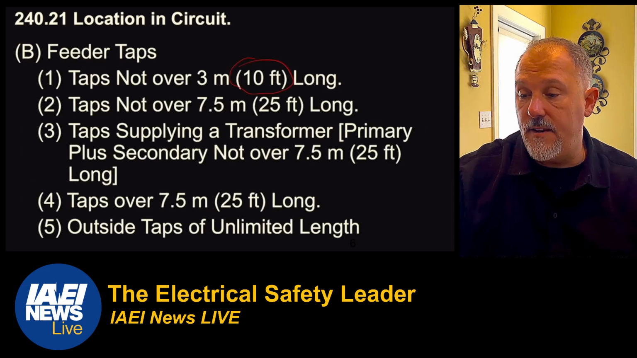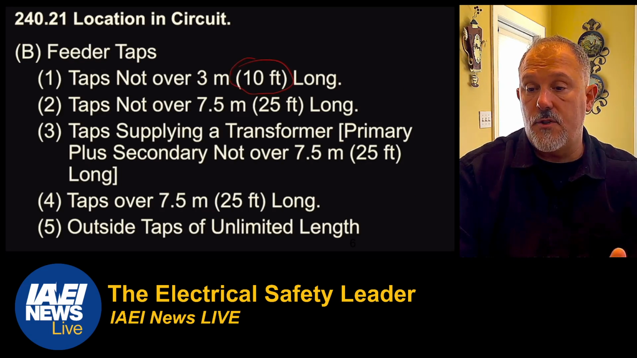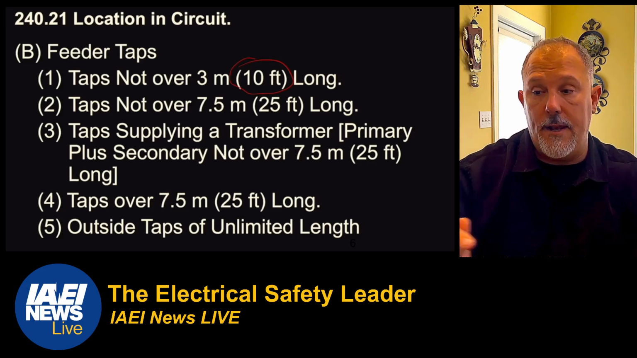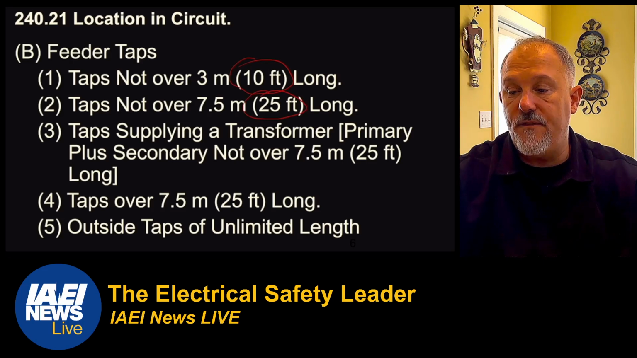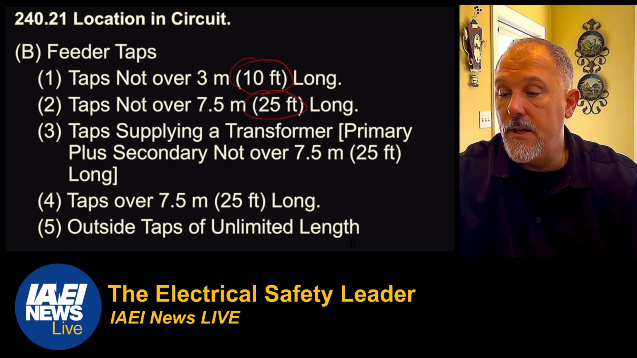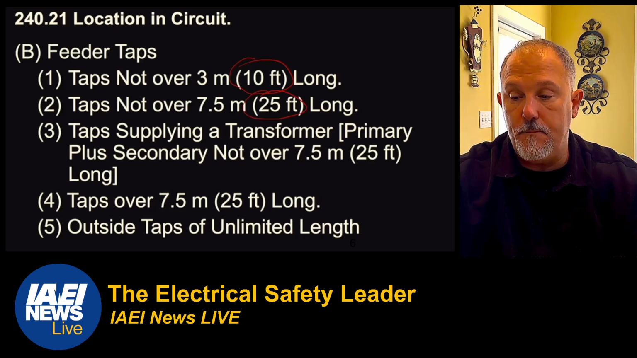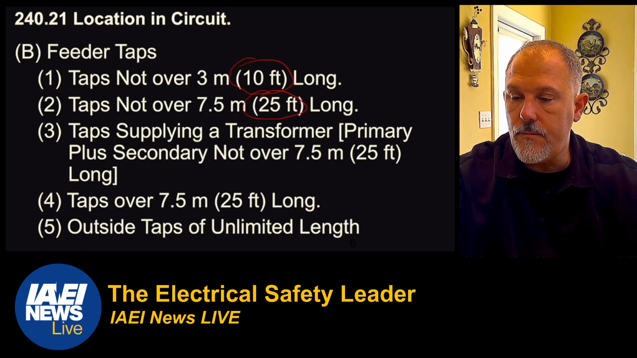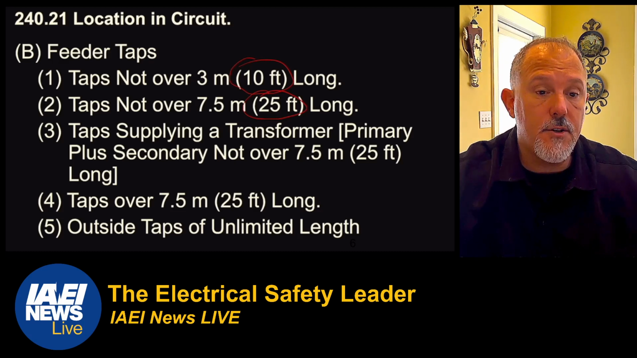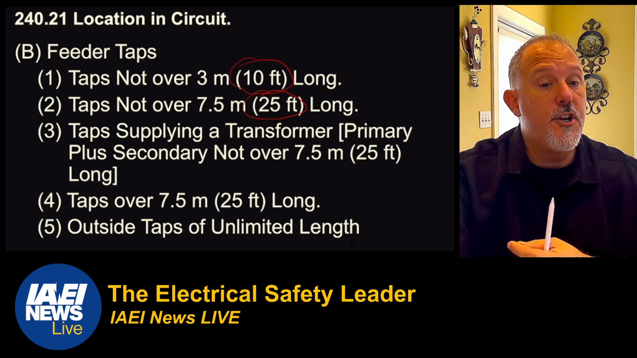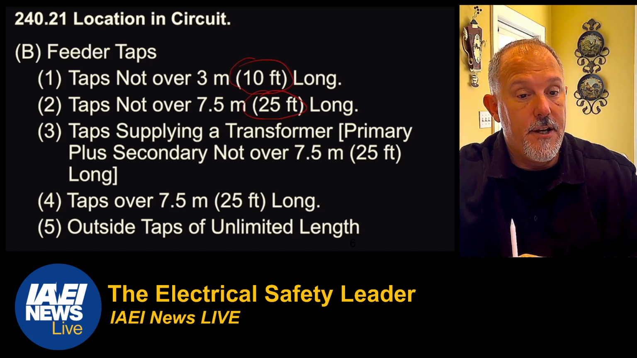If I'm not greater than 10 foot, then I have to follow the rules in 240.21(b)(1). If I am greater than 10 foot, but not greater than 25 foot, these are taps, then I'm in 240.21(b)(2). Let's take a look at 240.21(b)(2). What does that say? Now, these are your feeder taps, and these aren't transformer secondary conductors.